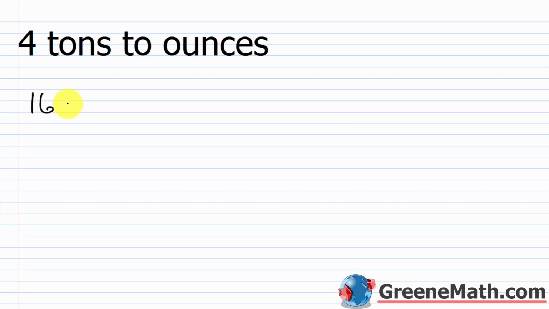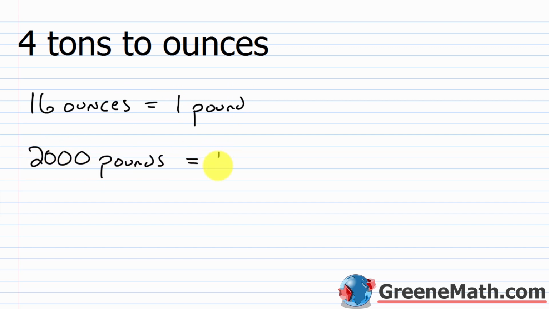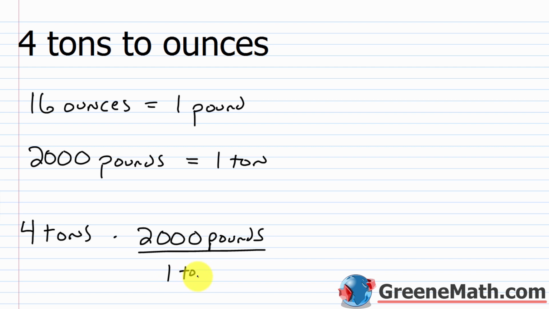All right, so 16 ounces is equal to 1 pound. And then 2,000 pounds is equal to 1 ton. Again, we're starting with 4 tons. And the first thing we want to do is go from tons to pounds, right? Because I'm not going from tons to ounces. I don't know that relationship. So from tons to pounds, what I would do is I would multiply by 2,000 pounds over 1 ton. My unit fraction will have a numerator with the units I want to end up with.